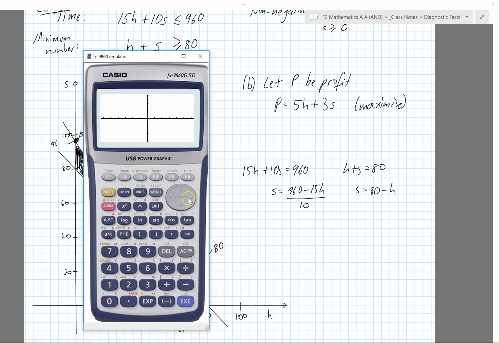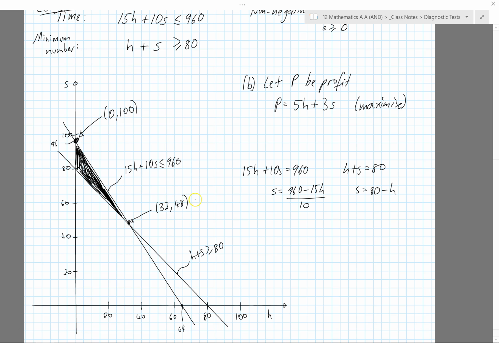So I'll draw these, probably won't be able to see anything. So I'll try and zoom, F2, auto, see if that shows me it. I can sort of see what's going on now, maybe need to zoom out again. Yeah, keep zooming out until I can see what's going on. So I'm looking for that intersection point in the middle. So I'll G-solve F5 and find the intersection point. And it tells me there that it's 32 and 48. So in the exam you can do this and write that you got it from a graphics calculator. Okay, otherwise you're going to be guessing to try and find that point.